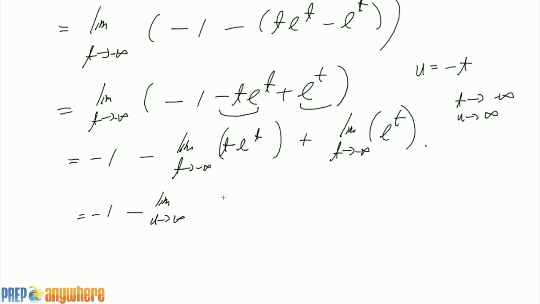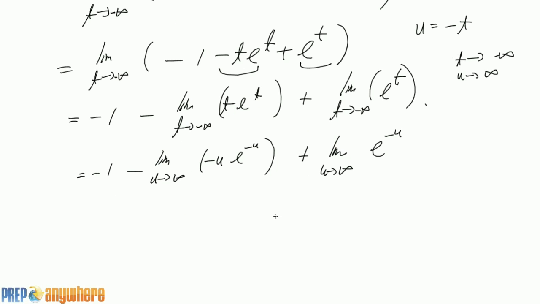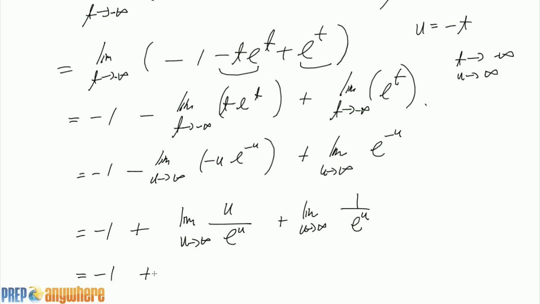Okay, but we get the following: minus u e to the power of minus u. And e to the power of minus u. Now it's going to make more sense. So you get u over e to the power of u, and one over e to the power of u. Okay, this one here is clearly approaching 0, right? This one here, you have to use L'Hopital's rule, right?